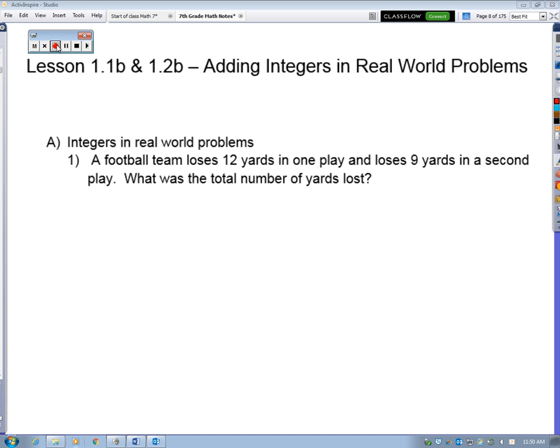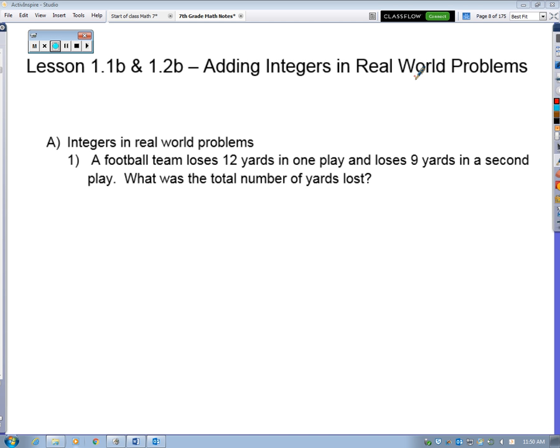Alright, my little math friends, we are moving on to our next lesson. This is the second part of lessons 1.1 and 1.2. We're going to be adding integers, same thing we did before, but this time using some real-world problems. So basically some word problems. Alright, we're going to be adding integers in word problems.